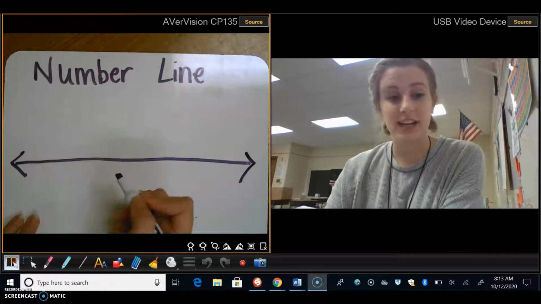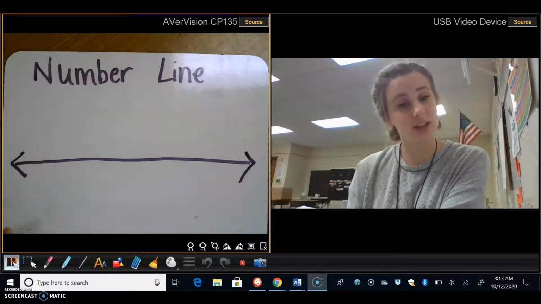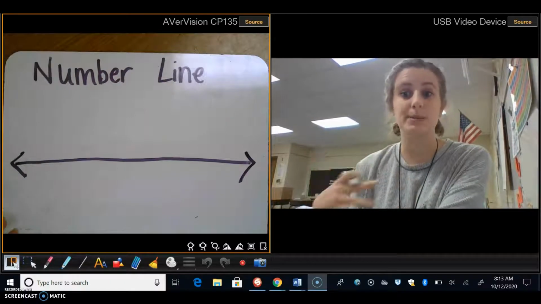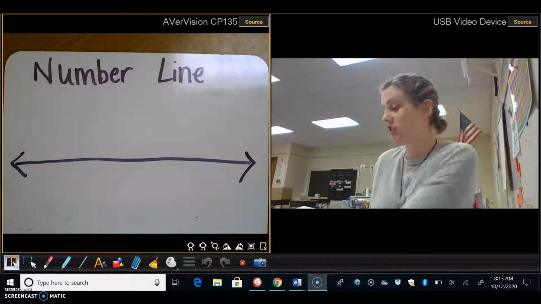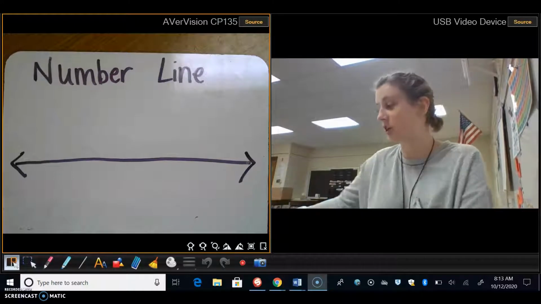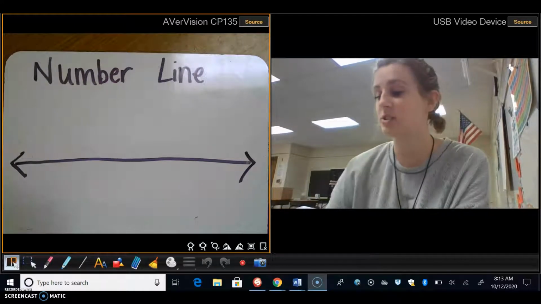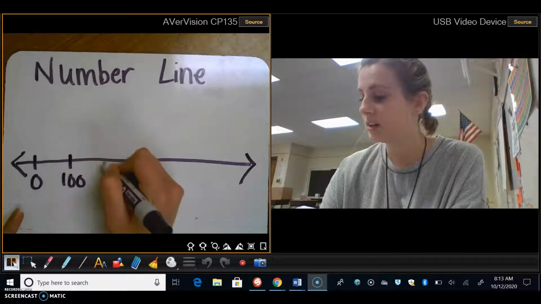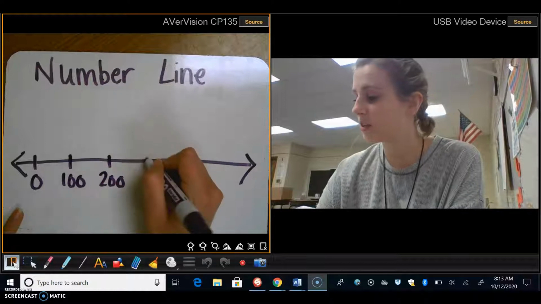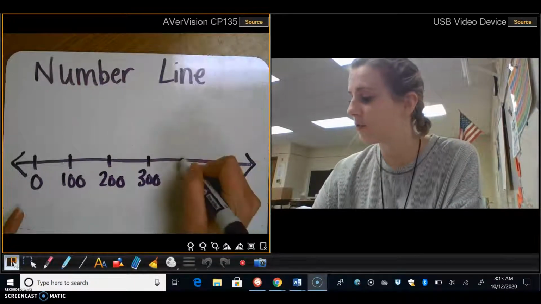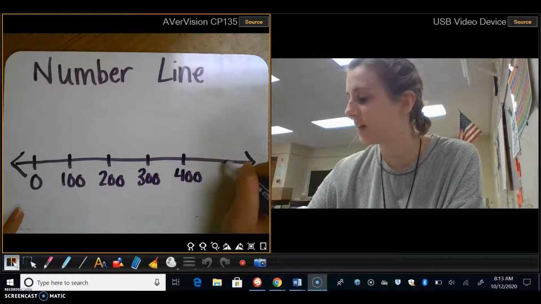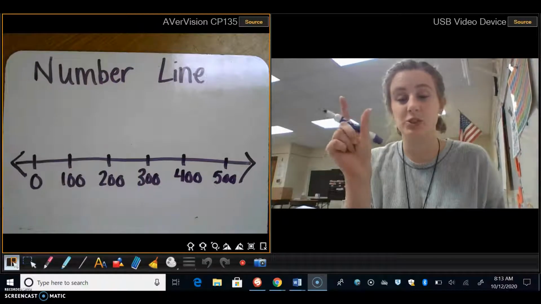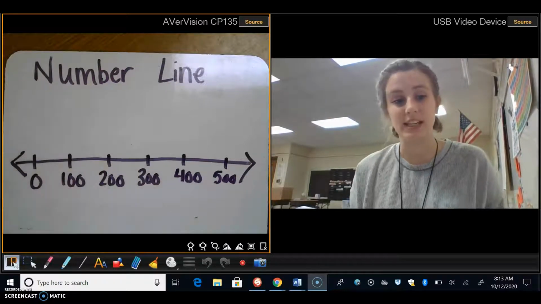And then what you need to add next are tick marks. So they look like tally marks, but each tick mark equals a place value or represents a number. So my tick marks are going to be in the hundreds this time. Okay, so we start at 0, and then I'm going to write 100, 200, 300, 400, 500. And you want them as evenly spaced as you can get them. So that means you want the same amount of space in between each one.